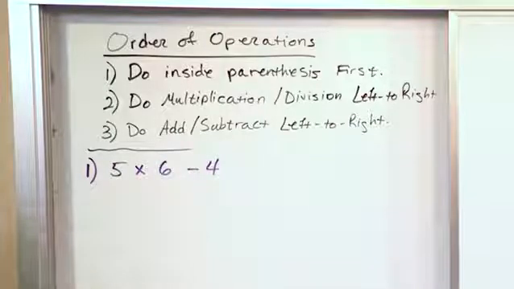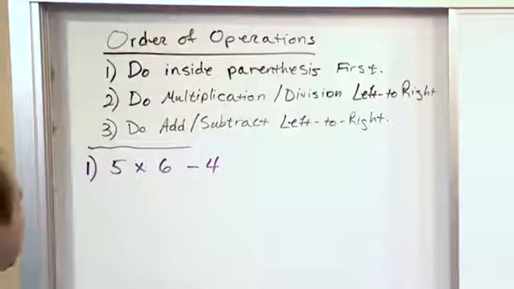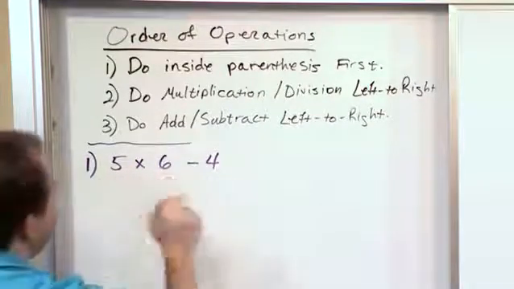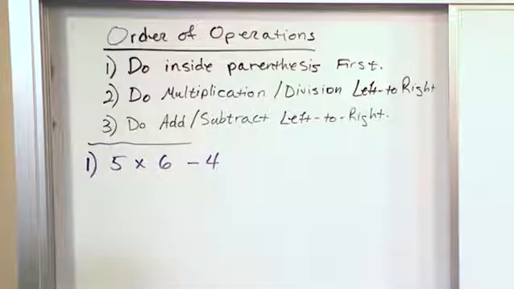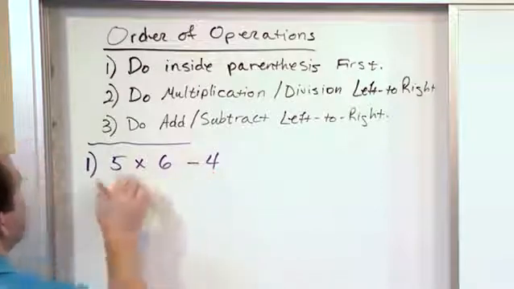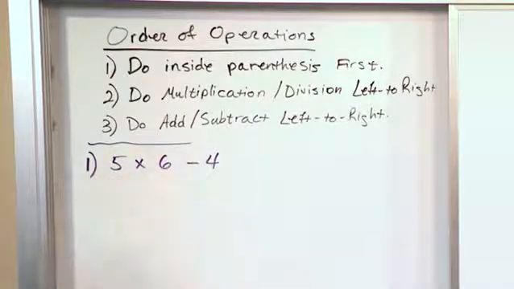And I want you to calculate what 5 times 6 minus 4 is. A lot of students would take 5 times 6, get the answer, and then subtract 4. But some other students might say, well, let me take 6 minus 4 and then multiply by 5. What is going to give me the correct answer?